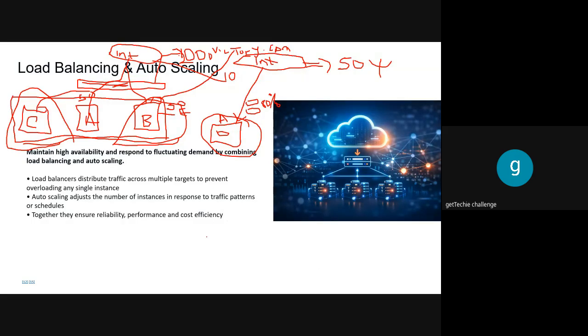So we say a load balancer distributes traffic across multiple targets to prevent overloading any single instance, right? Auto scaling adjusts the number of instances in response to traffic pattern or schedule. Now, in as much as you can respond to pattern, you can also respond to schedule. For example, some company notices that once the time is, for example, I don't know what company to use, like all this Bet Nigeria, for example.